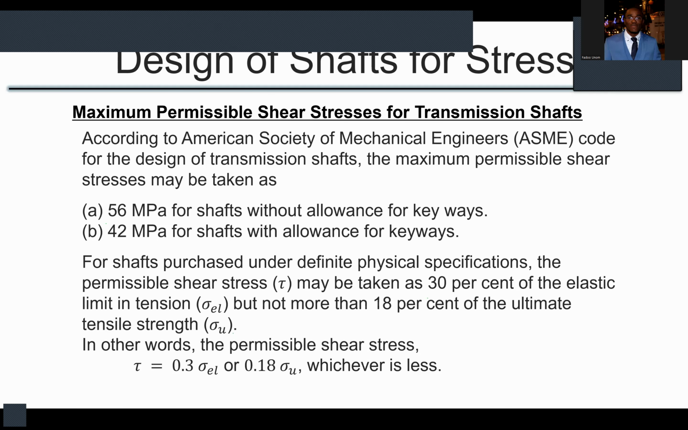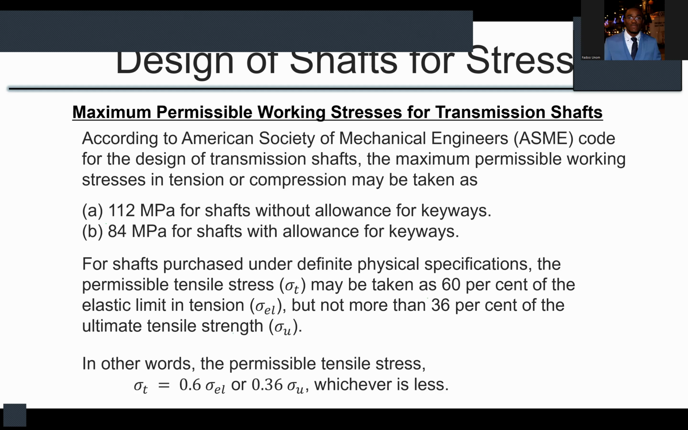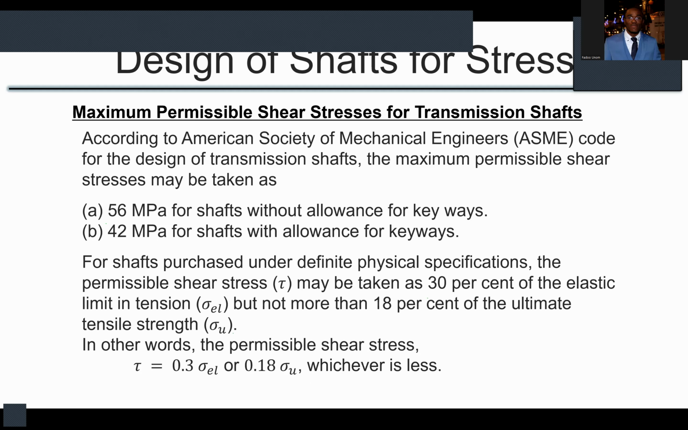Now we're still defining more. Shear stresses are different from normal stresses. Shear stresses usually come with torsional loads, right? The maximum permissible shear stress, remember we said maximum permissible working, these are normal stresses. The maximum permissible shear is either 56 megapascals for shafts that do not have allowance of keyways, or 42 megapascals for shafts that have keyways that have been cut into them.